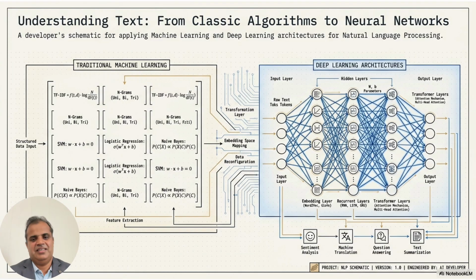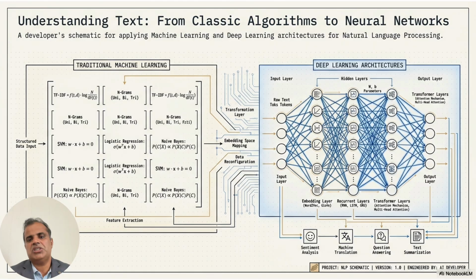Welcome everyone. Today we are looking at how developers teach computers to understand human language, tracing the journey from classic coding shortcuts to modern AI. On the left side of the diagram, you see traditional machine learning. In this older approach, humans have to do the heavy lifting. We manually break text down into math features like counting how often words appear. Then we feed these numbers into classic math formulas like naive Bayes or support vector machines to get an answer.